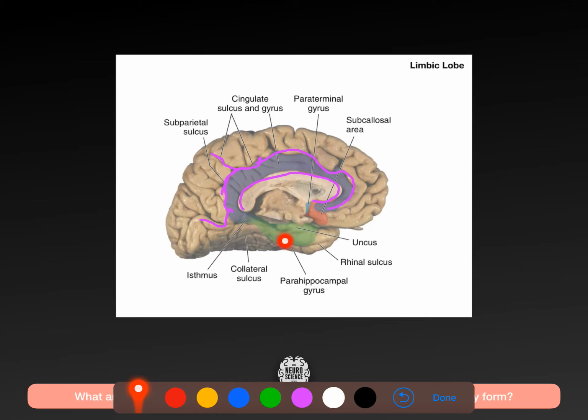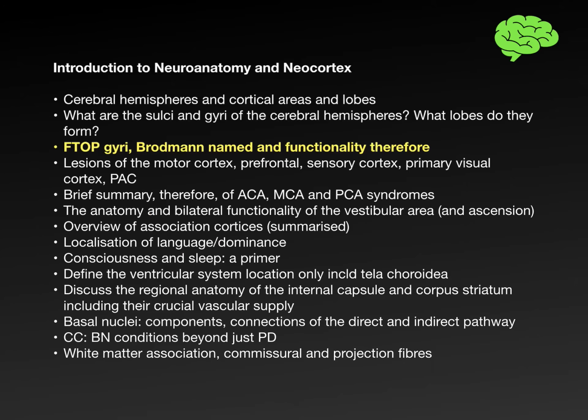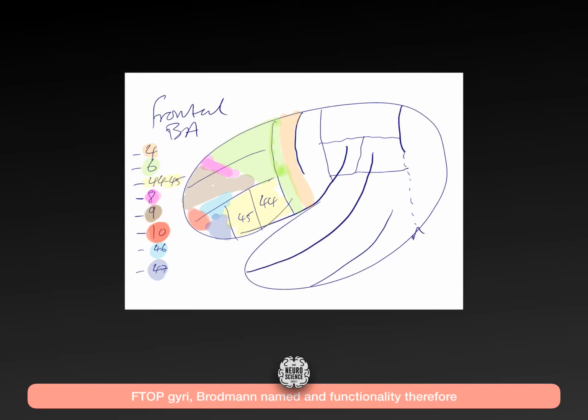Then we have the parahippocampal gyrus. If you peeled that away, no surprises for what you'd find under there. But it means seahorse. So, deep breath. So, let's move on a little bit.